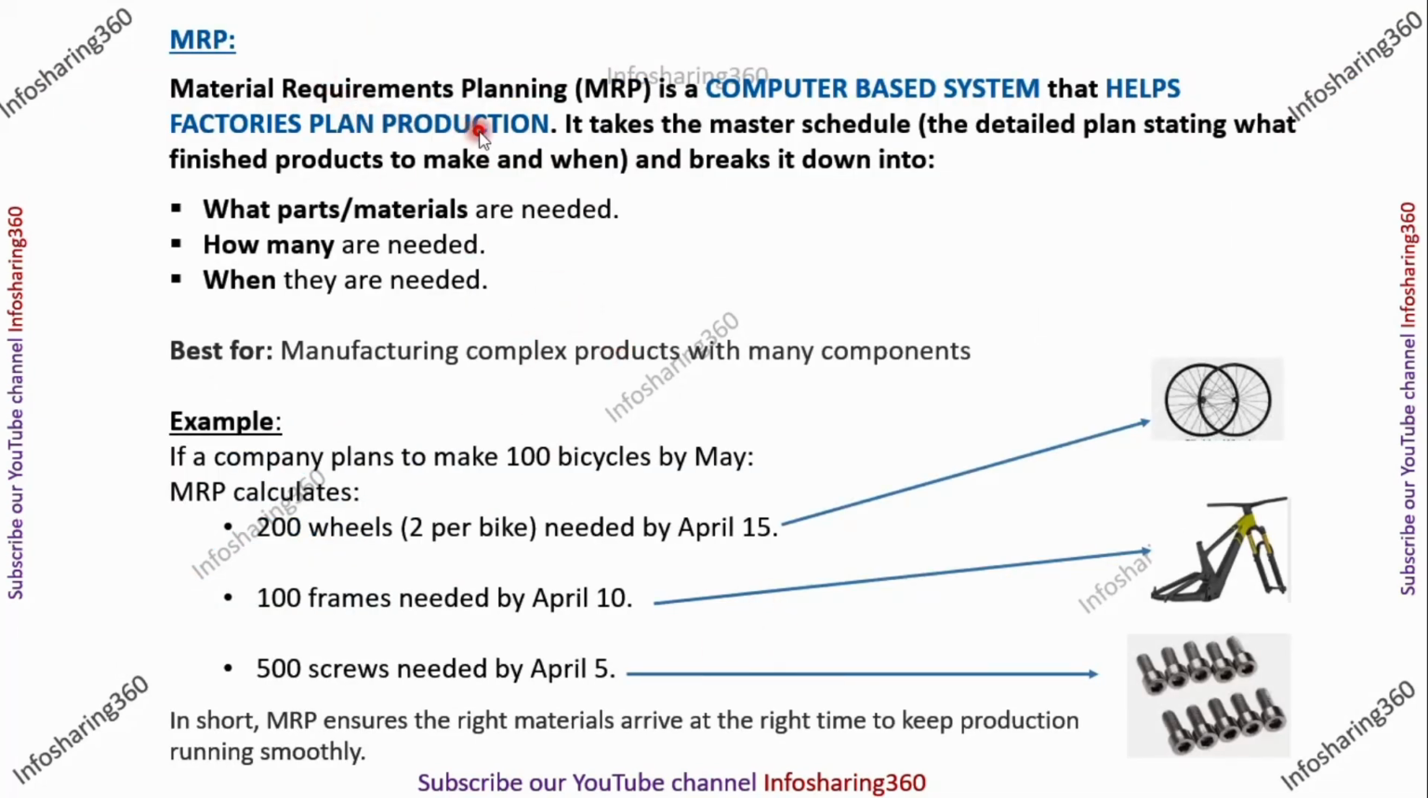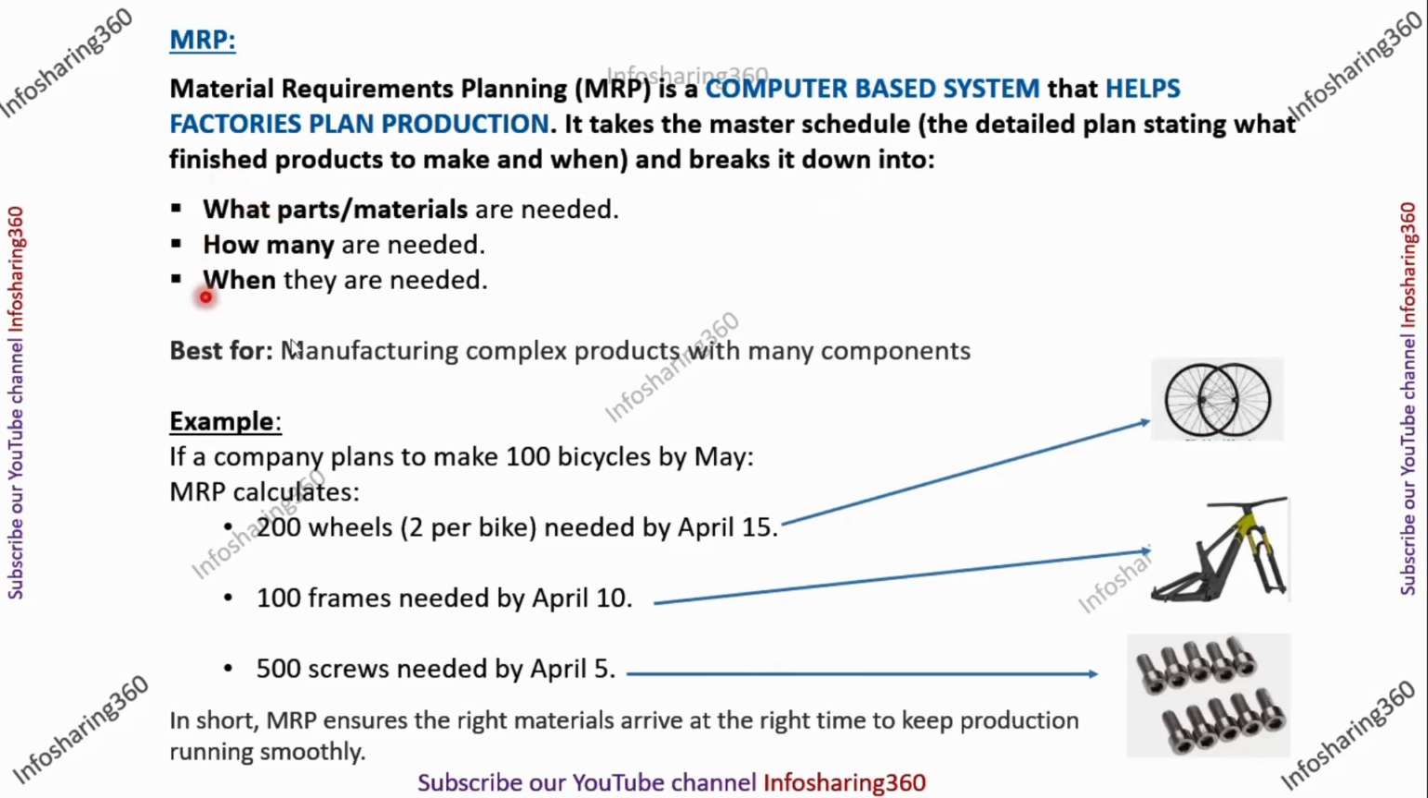Ever wonder how factories plan to make complex products? They often use MRP. MRP stands for Material Requirements Planning. It's a computer system that helps factories plan production. Here's how it works. MRP takes the master schedule. That's the detailed plan saying what finished products to make and when, and breaks it down.